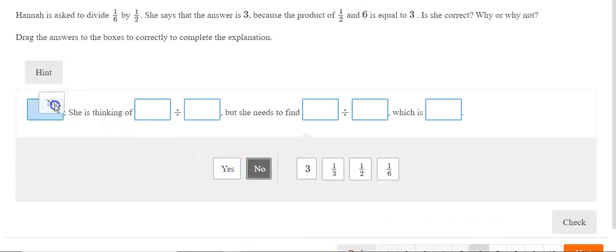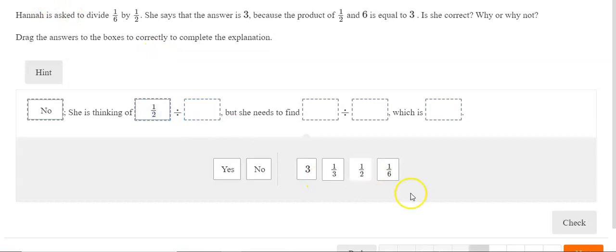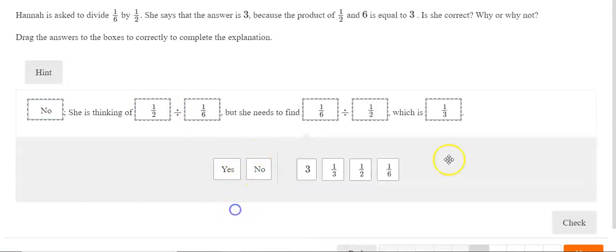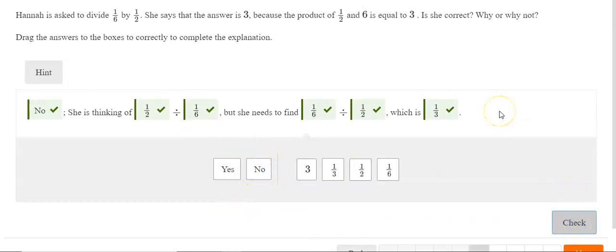She said the answer was 3. She is thinking of 1/2 divided by 1/6. But she needs to find 1/6 divided by 1/2, which is 1/3. And I know that because that's what we solved over here. She just put the numbers in backwards. So it's really important that you check your work.